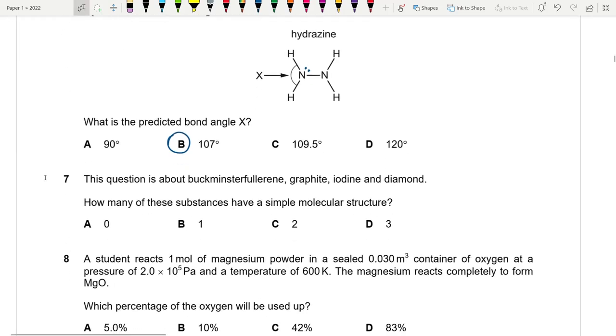Next, 7. This question is about the buckyball, Buckminster fluorine, graphite, iodine, and diamond. How many of these are simple molecular? So I'm going to tell you something interesting. I actually lost my 1 mark in my AS chemistry exam because I didn't know that the buckyball was simple molecular. I was confused back then, but it was mentioned in the syllabus. So always go through the syllabus before giving your exam. It's really important. So the buckyball is actually simple molecular. Iodine is simple molecular, but graphite and diamond are not. So I'm going to go with 2.